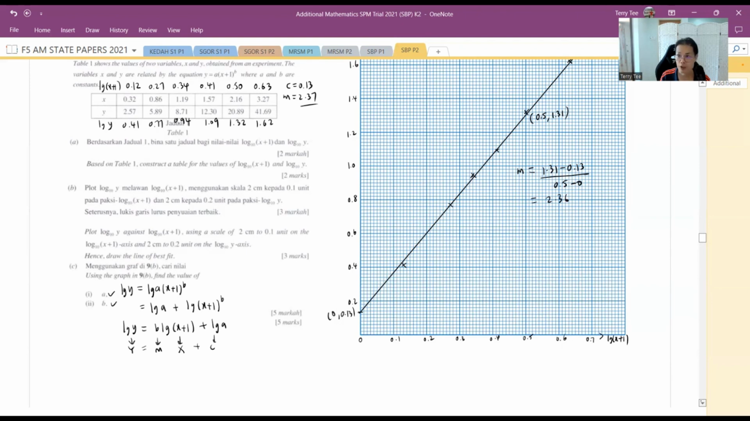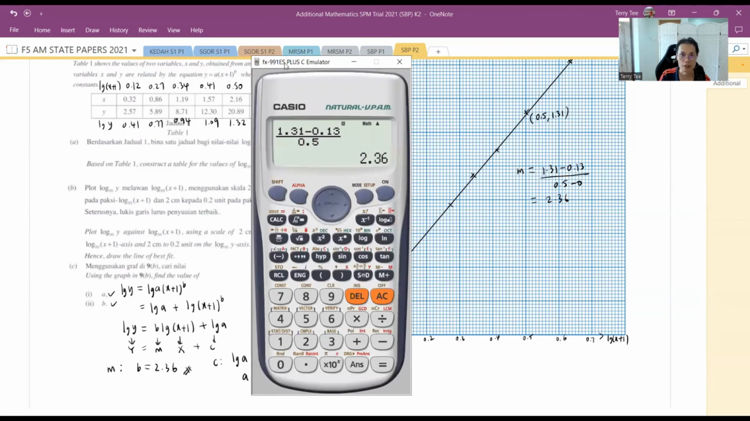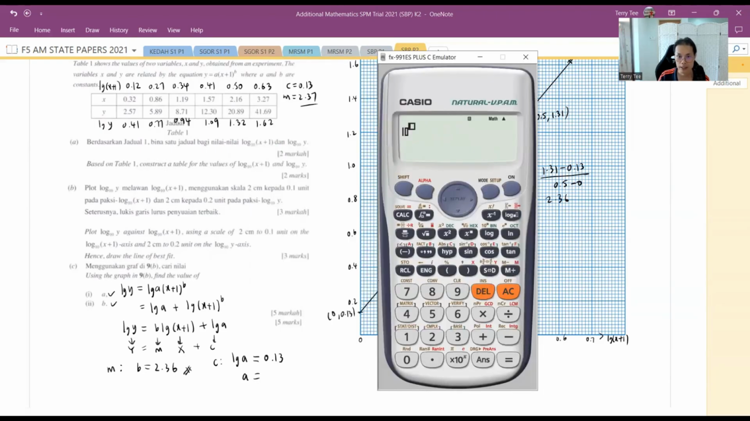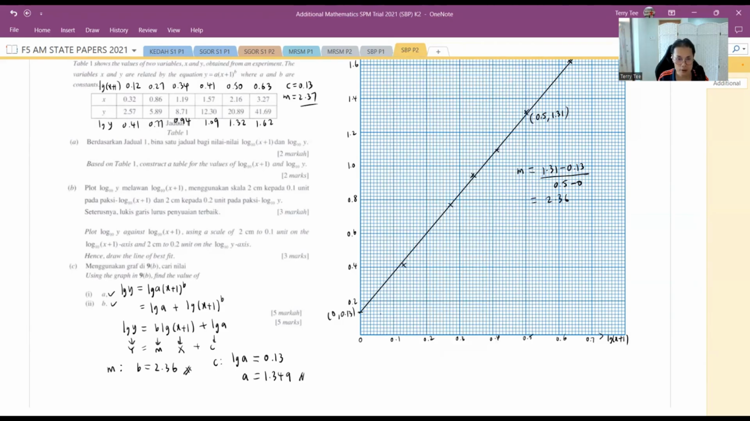That means from the graph, if you can find your gradient, my gradient is 2.36. Therefore, by comparison, my b is 2.36. Then from the graph, I compare my y-intercept. My y-intercept from the equation is Lg A. From the graph, it is 0.13. To find A, we anti-log, or we say shift log. 10 power 0.13, you round off, 1.349. Okay, which is very close. My 0.13 here, because I got it from my calculator. Okay, all right. I hope this graph is not too difficult for you.